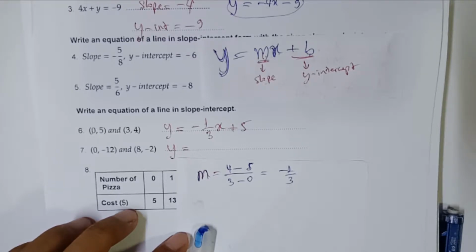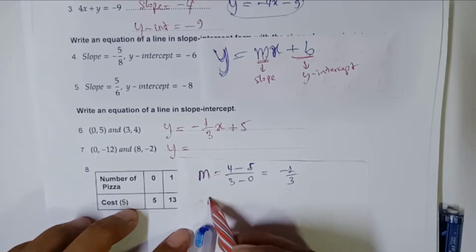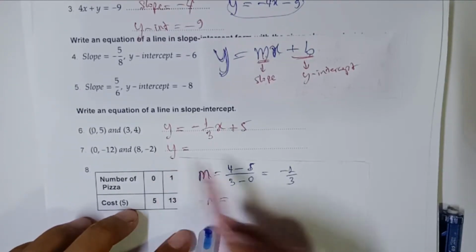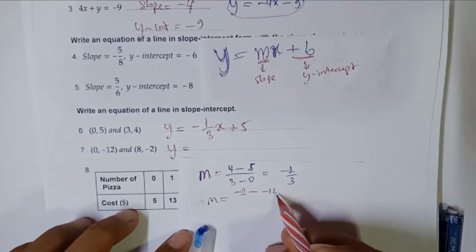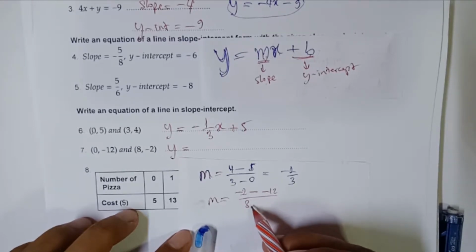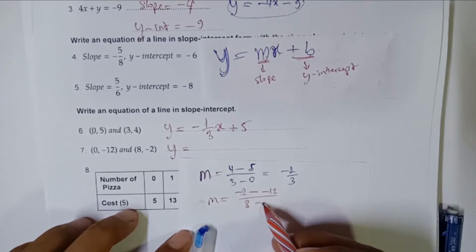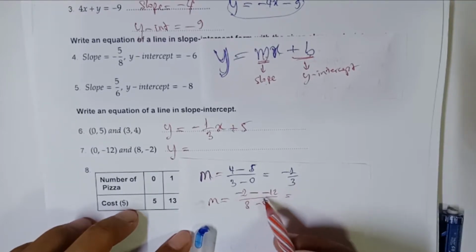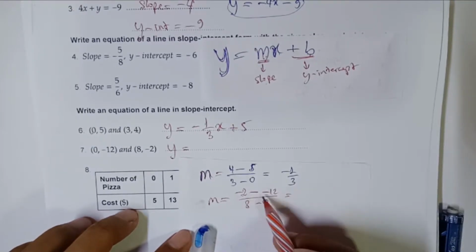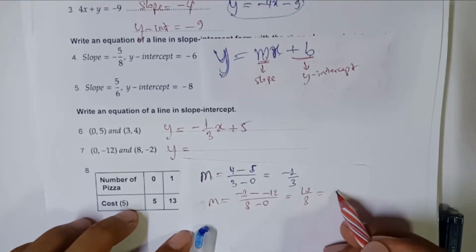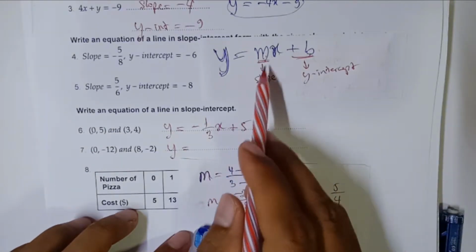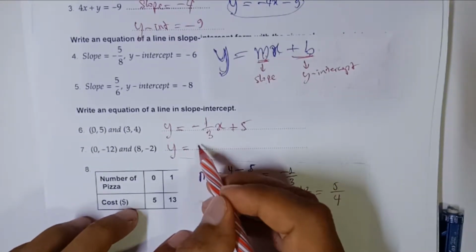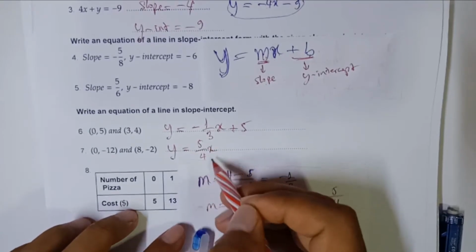Now for number 7, find the slope. You have y sub 2, which is minus 2, minus y sub 1, which is minus 12, over x sub 2, which is 8, minus x sub 1, which is 0. So you have minus 2, and minus a minus becomes plus, so minus 2 plus 12 gives us 10 over 8. In simplest form, that is 5 over 4. So our slope here, y equals 5 over 4 x.